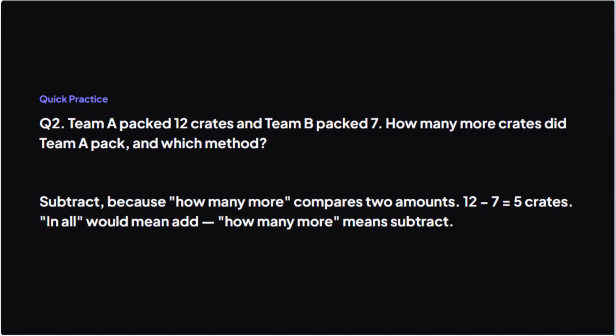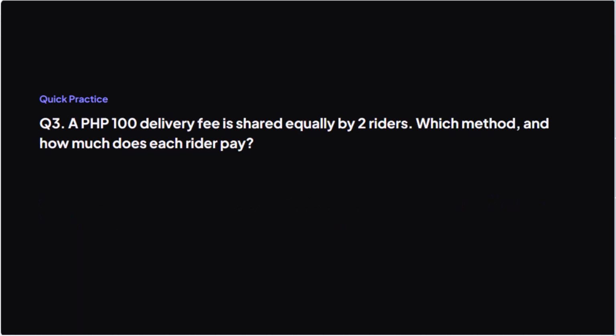And finally, for our third question, a 110 peso delivery fee is shared equally by two riders. Which method and how much does each rider pay? Let's think and pause for the final question.